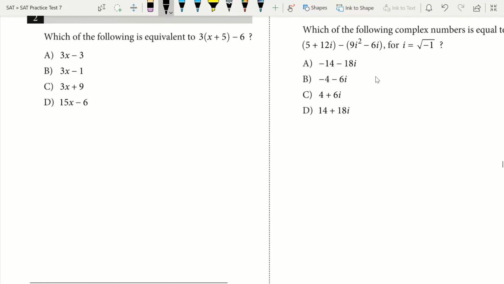Question 2. Which of the following is equivalent to 3 times x plus 5 minus 6? I distribute this 3 to x and I distribute it to the 5, so I get 3x plus 5 times 3, which is 15, minus 6. 15 minus 6 is 9, so I get 3x plus 9, which is answer choice C.